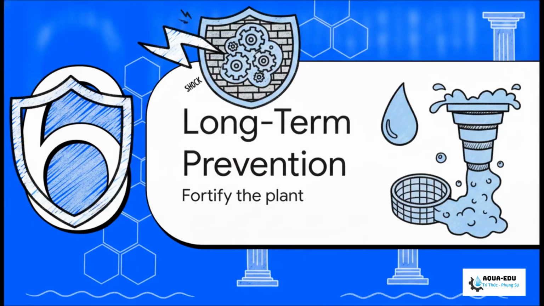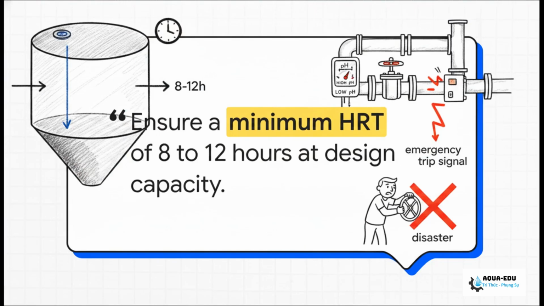Finally, Section 6, Long-Term Prevention and Review. Because surviving a shock is good, but preventing it, that's how we run a world-class operation. So the crucial takeaway here is you've got to push management for serious capital upgrades. Your equalization tank is the absolute heart of prevention. You must demand a minimum HRT of 8 to 12 hours. Furthermore, you really need automated emergency shutoff valves that trip the absolute millisecond the pH goes out of bounds. Because relying on an operator to sprint over and manually spin a wheel, yeah, that's just a recipe for disaster.